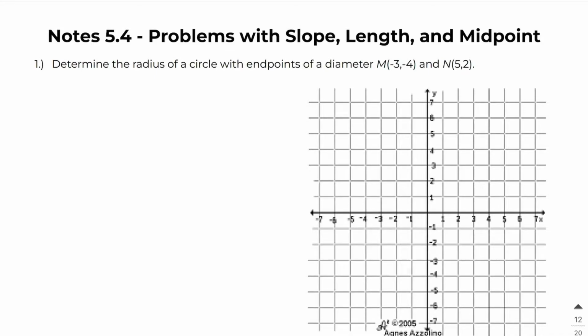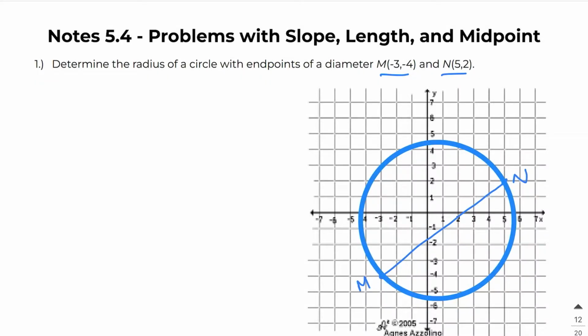So in example number 1, it says to determine the radius of a circle with endpoints of a diameter MN. So we are given these 2 points right here. So I'm going to graph out M and N. M is at (-3, -4), and N is at (5, 2). Okay, and I want to find the radius of the circle that has these endpoints for the diameter. So that means that my circle is going to look as follows. This is what my circle is going to look like. So I want to know the radius of this circle.